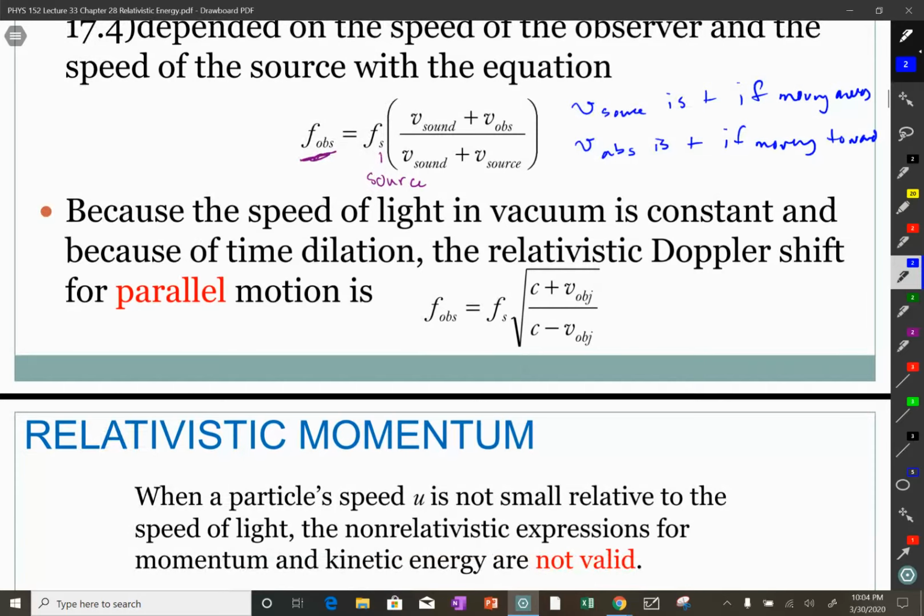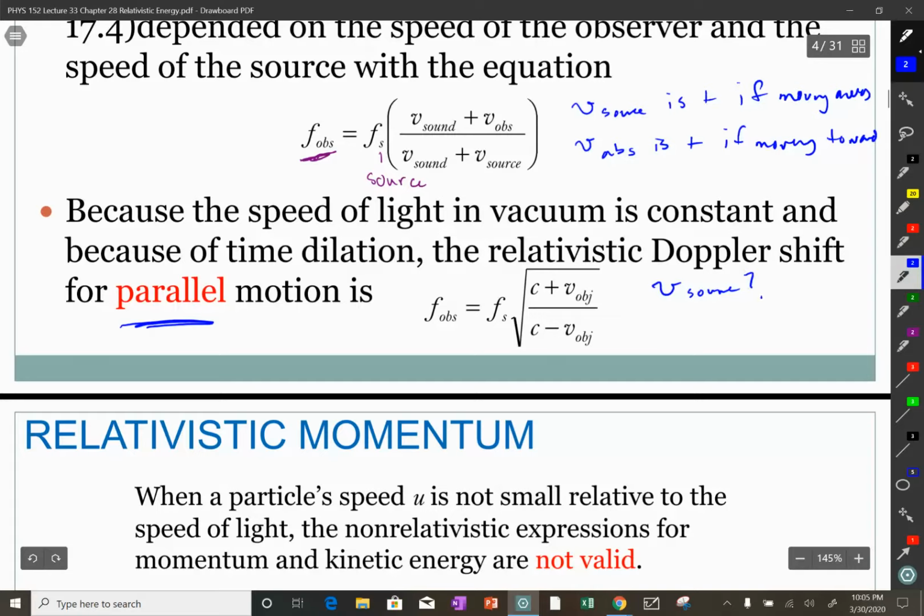Now, if we change from sound waves to light waves, we have a different relativistic Doppler shift equation. And this is specifically the Doppler shift for parallel motion, that is, if something is moving toward or away from the observer. Notice this equation has nothing about V source.